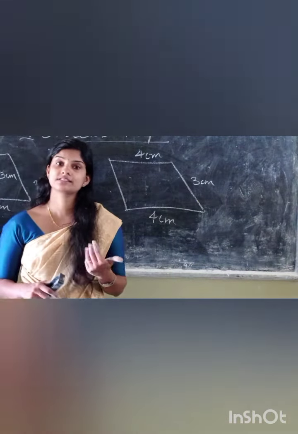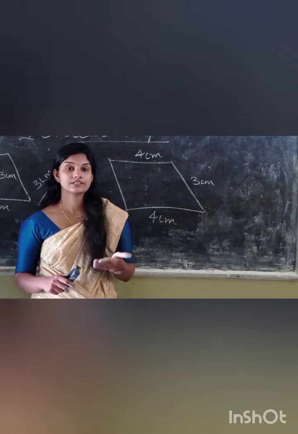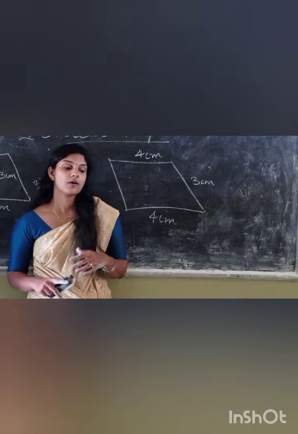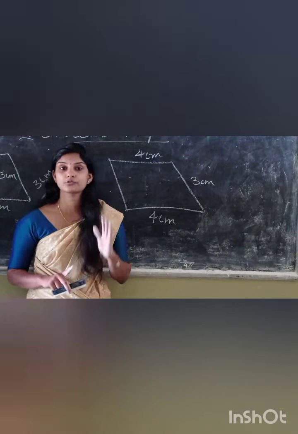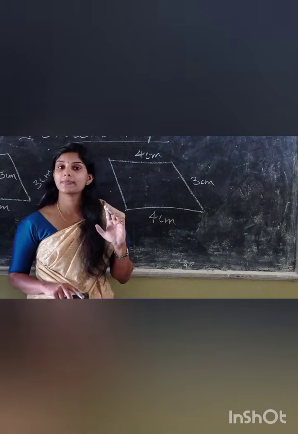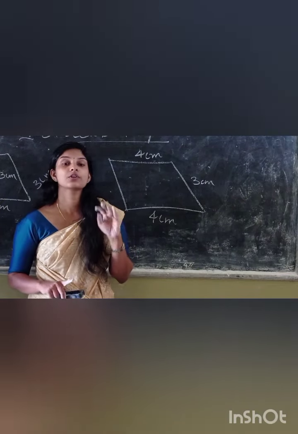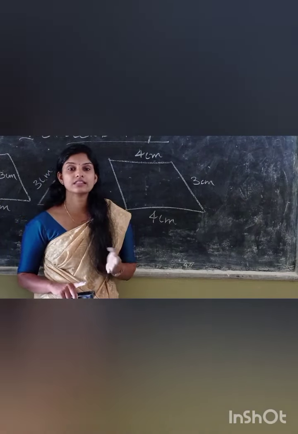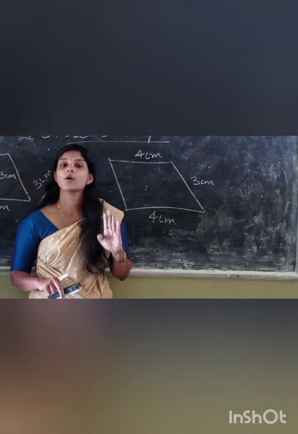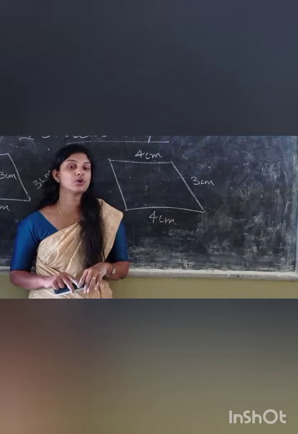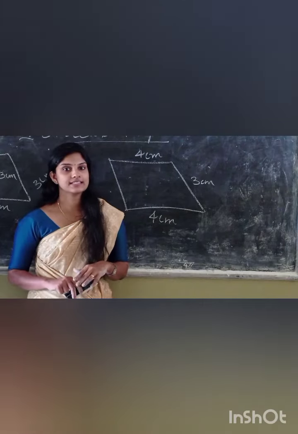Now we shall see the first method to construct an isosceles trapezium, where you will be given the measures of two adjacent sides and also the angle between the two adjacent sides. So what is the first method? In the first method, you will be given the measures of two adjacent sides of an isosceles trapezium, also the angle between those two adjacent sides. So let's see how we can construct it.